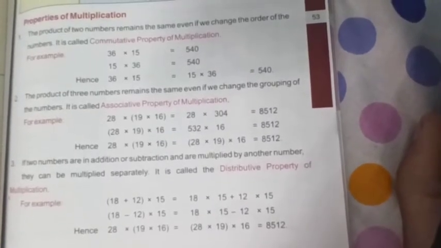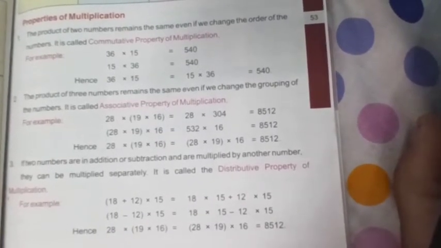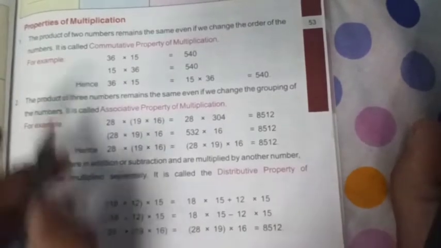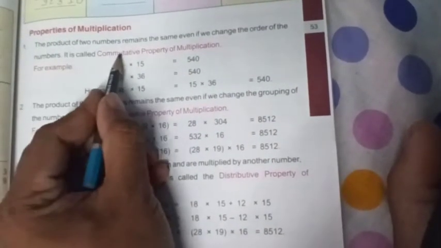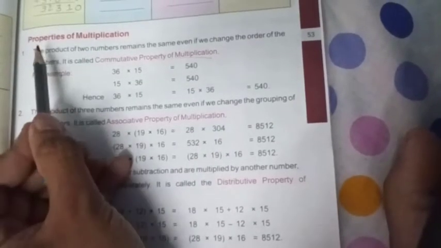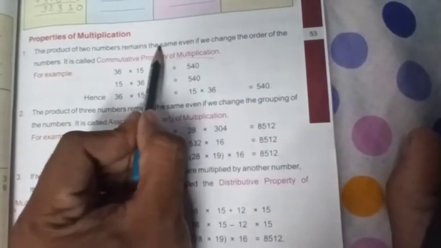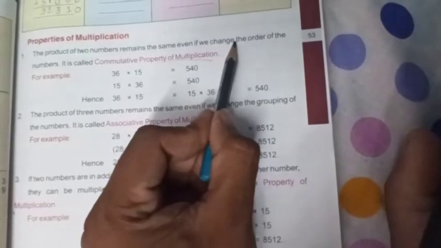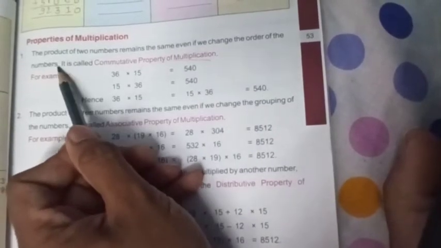Hello students, in this video we will learn different properties of multiplication. The first property is called the commutative property of multiplication. What it says is, the product of two numbers remains the same even if we change the order of the numbers.